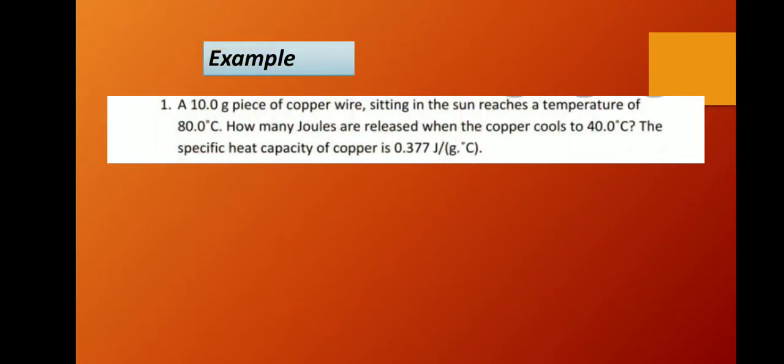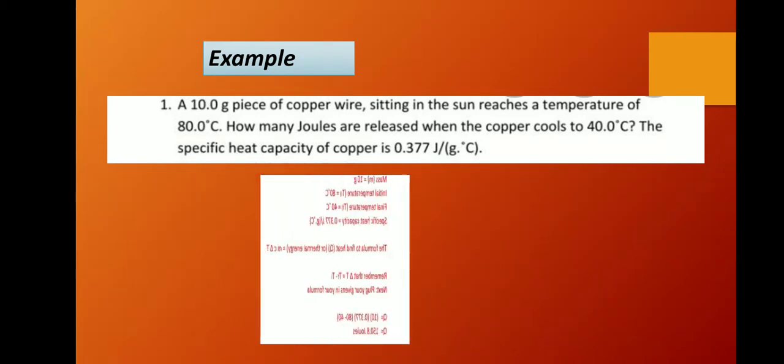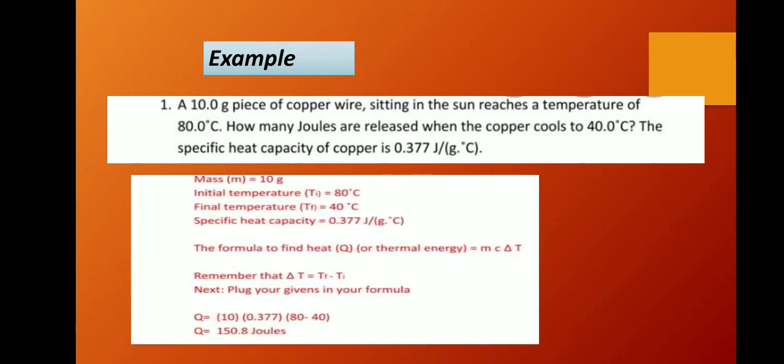Here let's take an example. A 10 gram piece of copper wire in sun reaches the temperature of 80 degrees Celsius. How many joules? That means they are asking Q. When the copper cools to 40 degrees Celsius. Look at this one. This is done for you, and the specific heat capacity of copper, the C, is given here. Initial temperature 80 degrees Celsius. Final temperature 40 degrees Celsius. Specific heat capacity, that means C, they have given 0.377 joule per gram per degree Celsius.